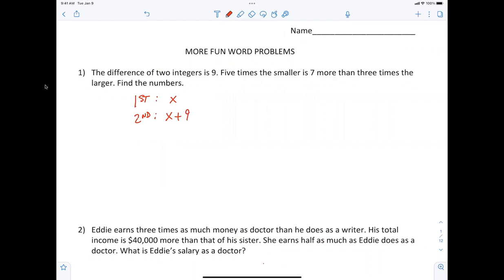So now the first number is X. The second number would be X plus 9. Let's say we don't know, right? Then if I say, for example, 3, and they differ by 9, what's the other number going to be? 12, right?